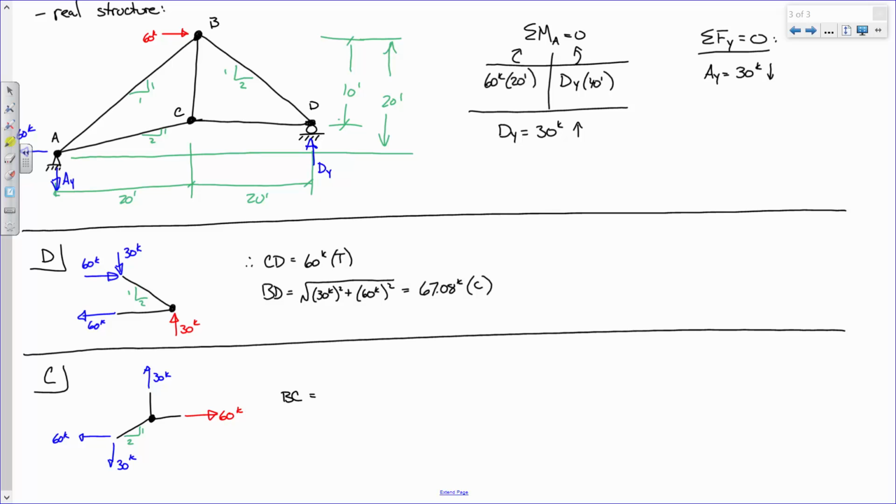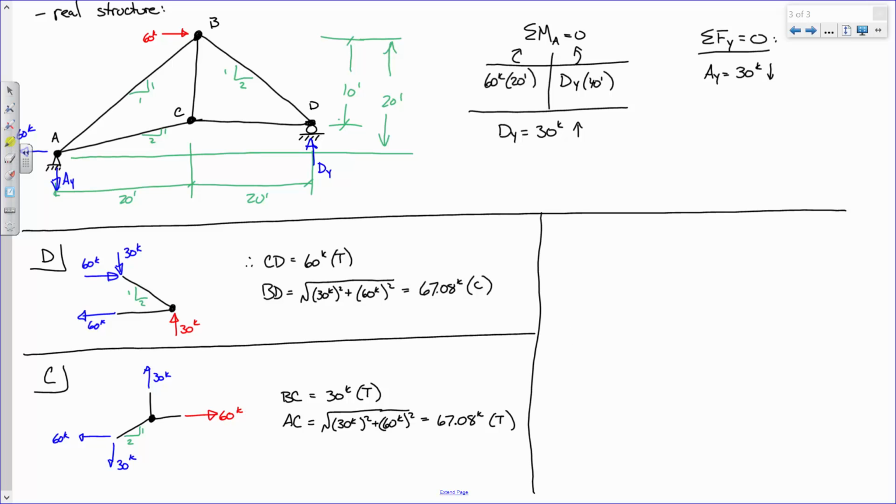So that means that BC is 30 kips in tension, and that means that member AC is the square root of 30 kips squared plus 60 kips squared, which that one I can do because that's 67.08 kips in tension. Is everybody okay with that? All right. I don't want to put this on another screen. I'm just going to put that right there. You tell me, do you want me to do joint B or joint A? It doesn't really matter at this point. You conceded, so we're going to do joint A.